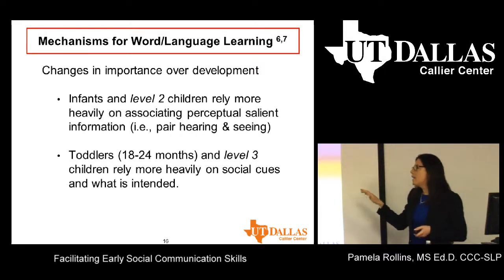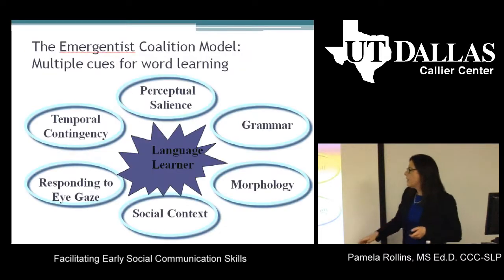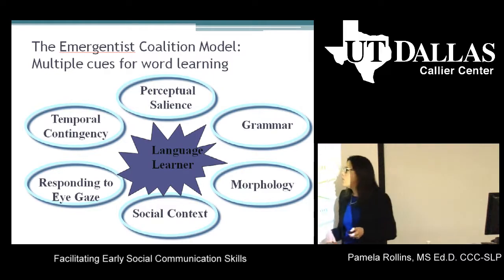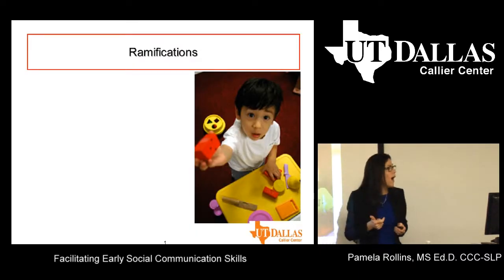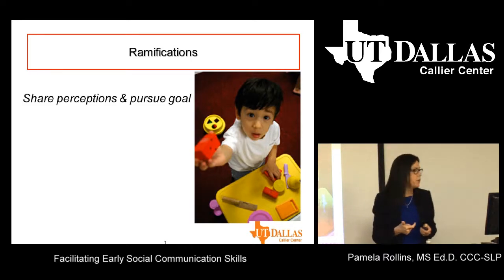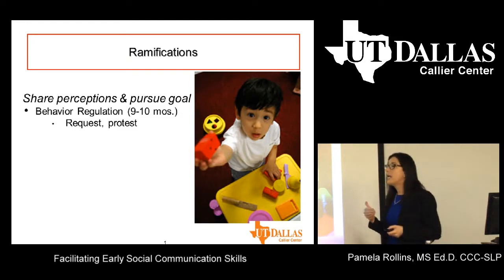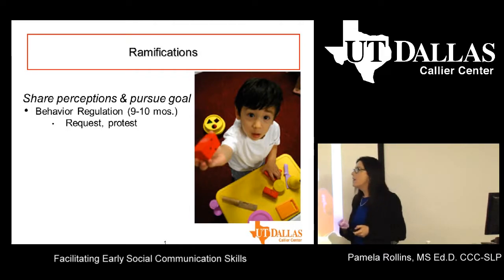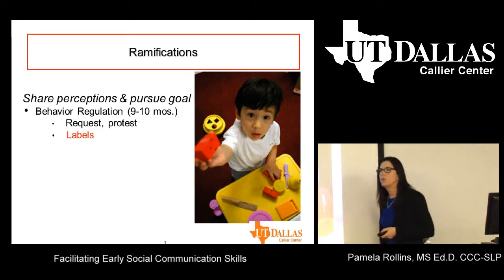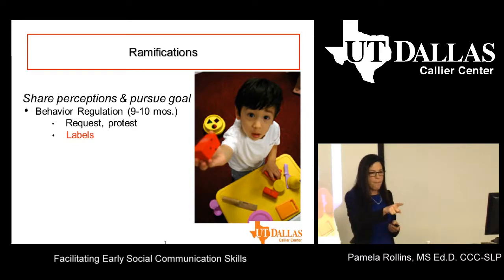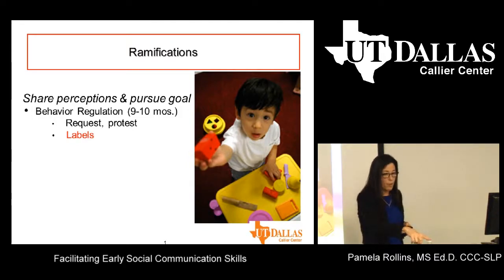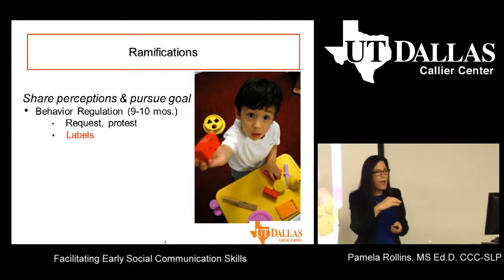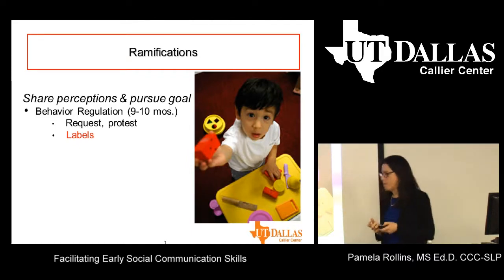Then we have toddlers and level 3 children, who begin to rely more on the social cues and what is intended. So if we put this all together, we have children who are sharing perceptions and pursuing goals. These children can use behavior regulation, they can request and they can protest. And if a child is delayed and stays in this stage, they begin to use words to request, and they also begin to use words to label. Labeling would be labeling items in the environment like water bottle, pizza, book, without ever looking up to the adult, without ever sharing that information with the adult. So it's words without sharing that information.